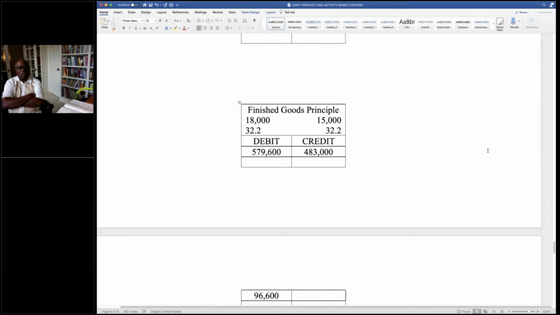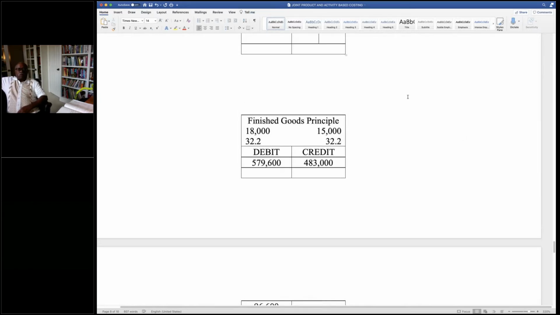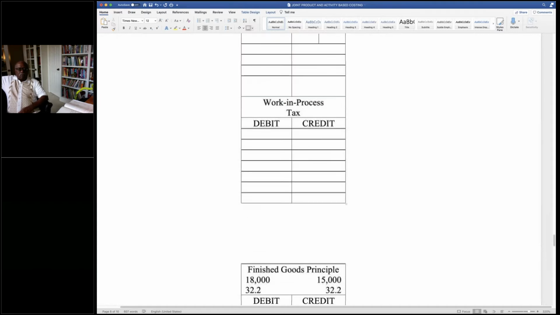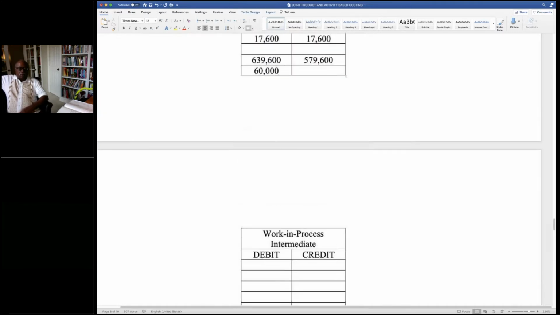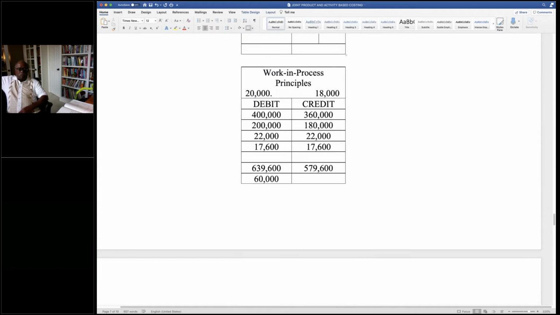All right, back up we go. Yeah, so we finished the whole process for principals, and now we're going to repeat the same thing for intermediate, the journals and T-charts, same thing for advanced journals and T-charts, and same thing for tabs.